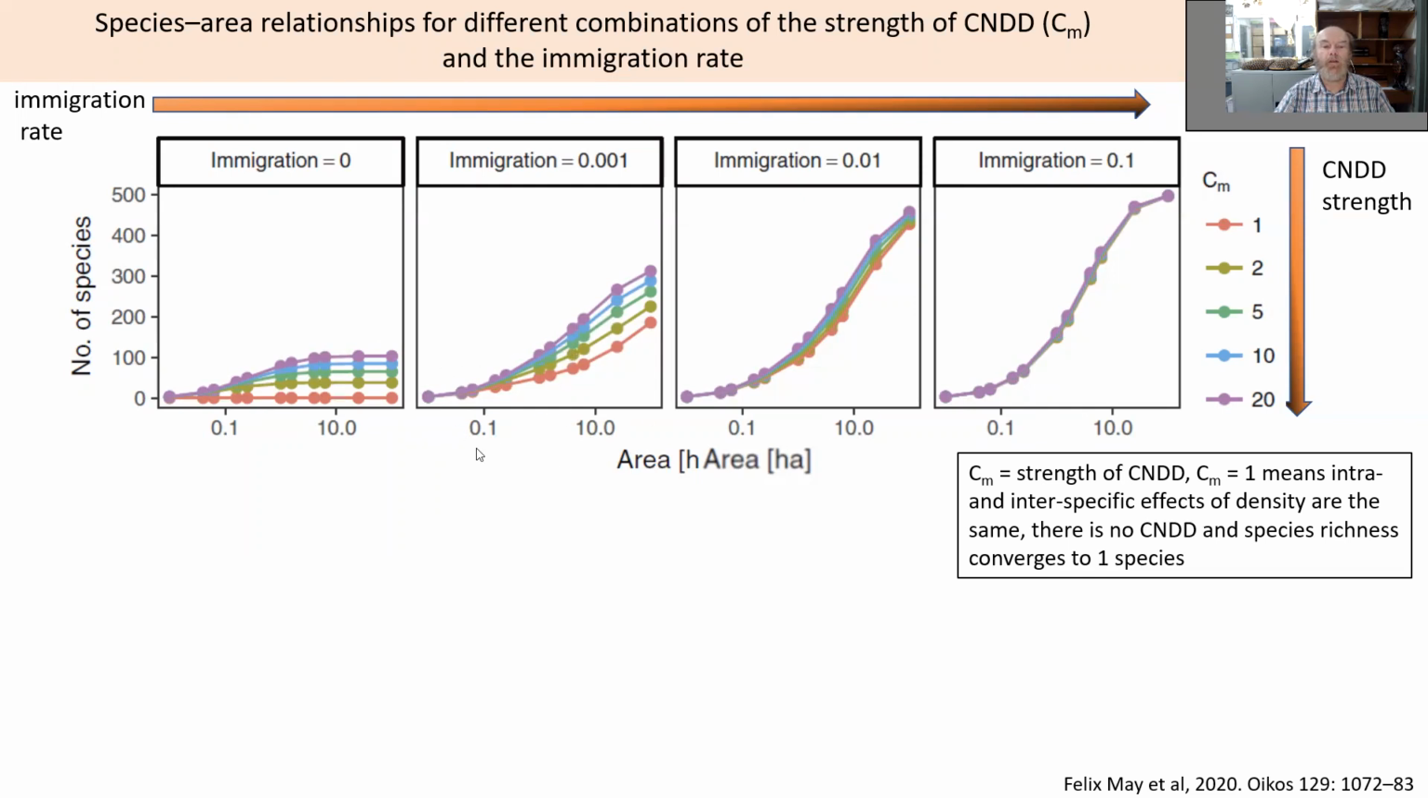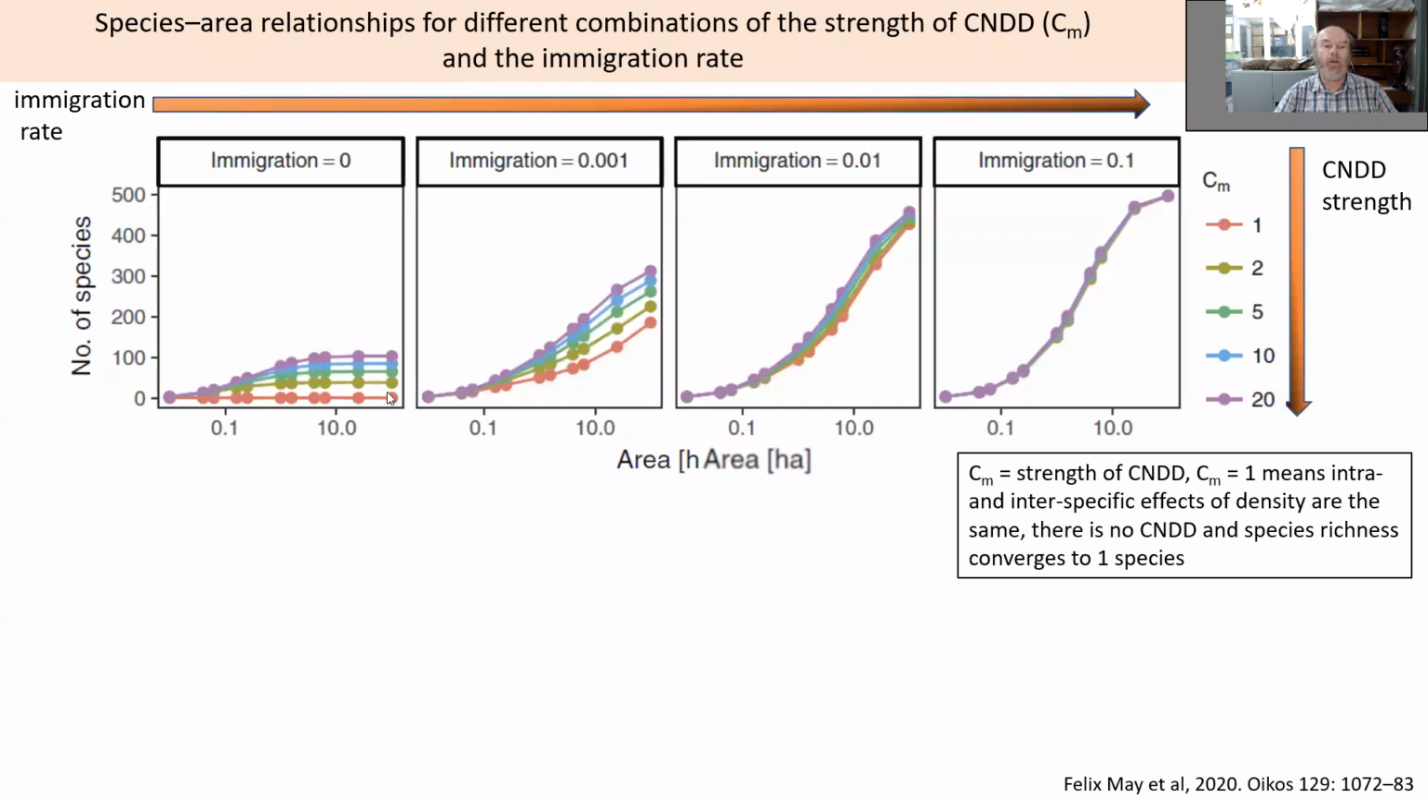Yeah, so with increasing forest area, the number of species increases, and different colors are different strengths of conspecific negative density dependency. So this is not between-species competition. This is again back to what you already know, conspecific negative density dependency, but the principle is the same. So the orange one is no CNDD, and so competition always ends up with a single species, because the species are simply not regulated.